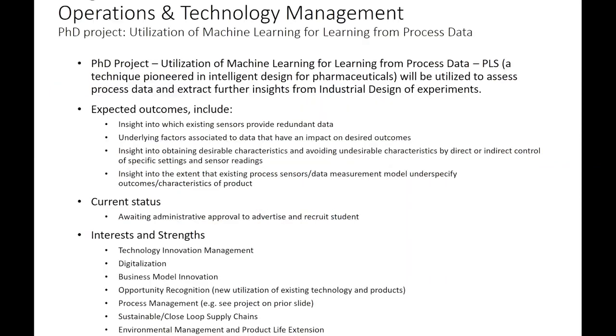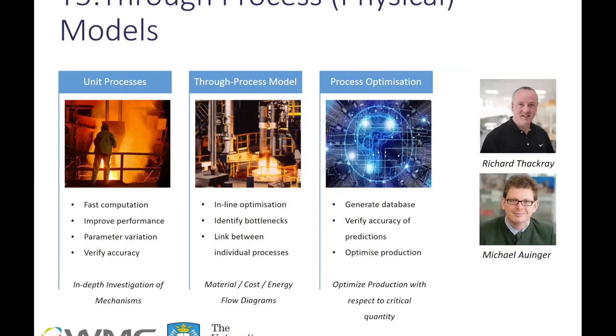I'm just moving on quickly because I know I've got a little less time than originally I had. So the second project is task 5, where we're looking at through process models, and this is all about trying to develop models that we're able to run very quickly, rather than very large, very complicated models that require a significant amount of computational time.